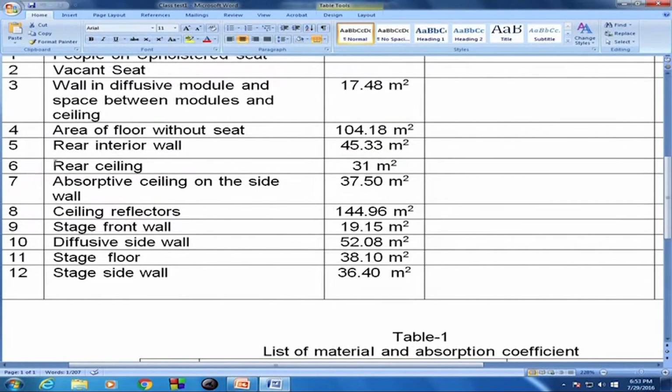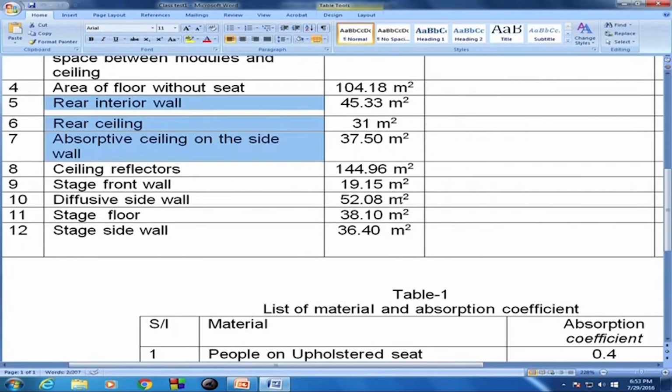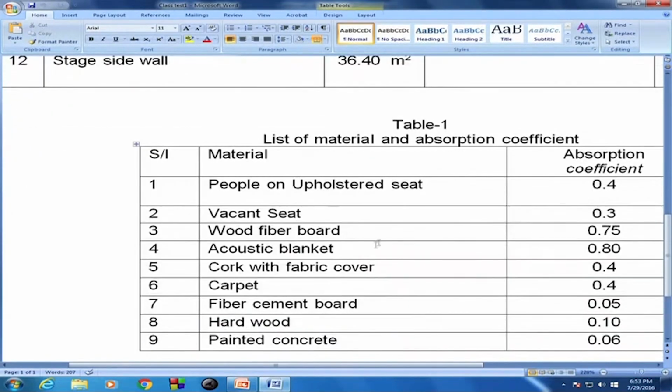Then if you see the rear ceiling and rear interior wall, the rear part of the auditorium must be as absorptive as possible. So, I have to see which material has a large absorption coefficient: acoustic blanket, wood fiber board.